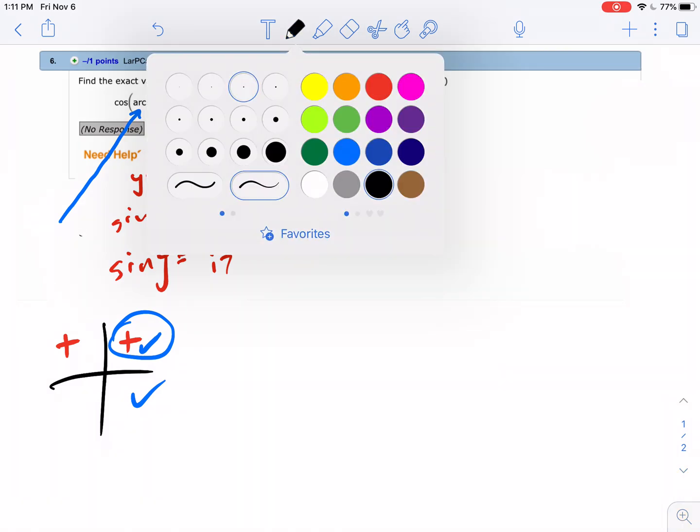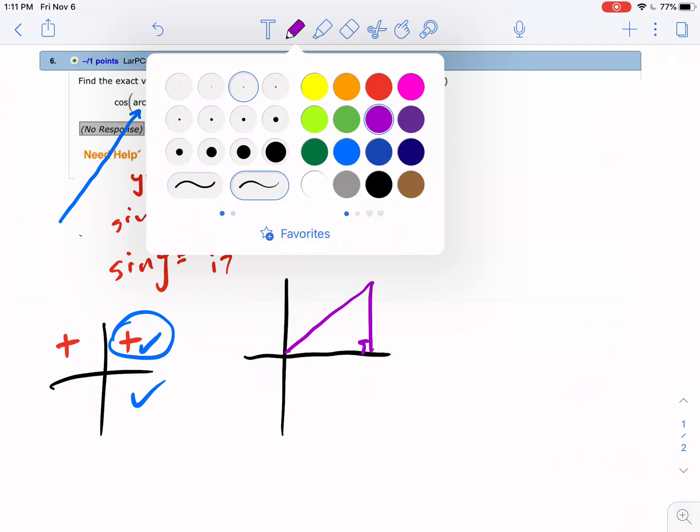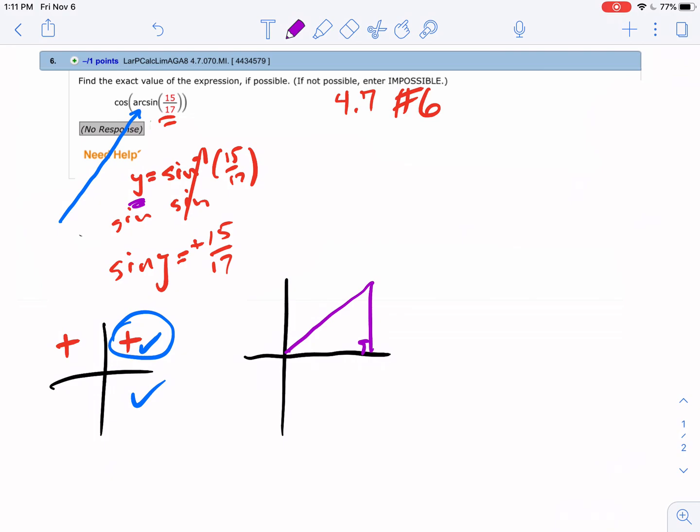So again, I'm going to draw something in the first quadrant. Because I let the angle back here, I let that whole thing be y, I'm going to call this y. And now the sine is 15 over 17. So the opposite is 15. I said opposite. The sine is opposite over hypotenuse. So 15 over 17. Now if you grab your calculator and do 17 squared minus 15 squared, that's 289. 15 squared is 225, and when you subtract, you get 64. So the missing side is 8.